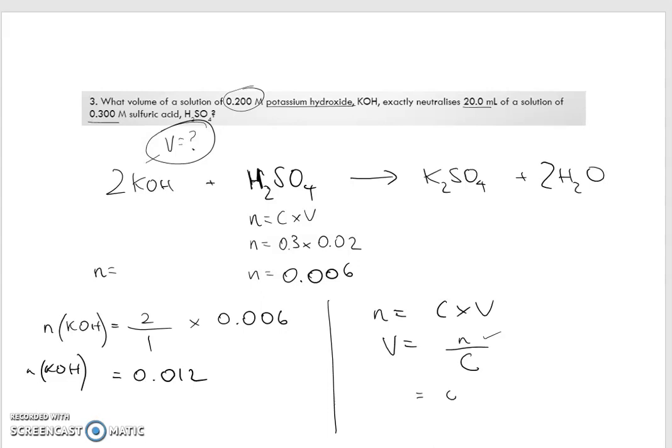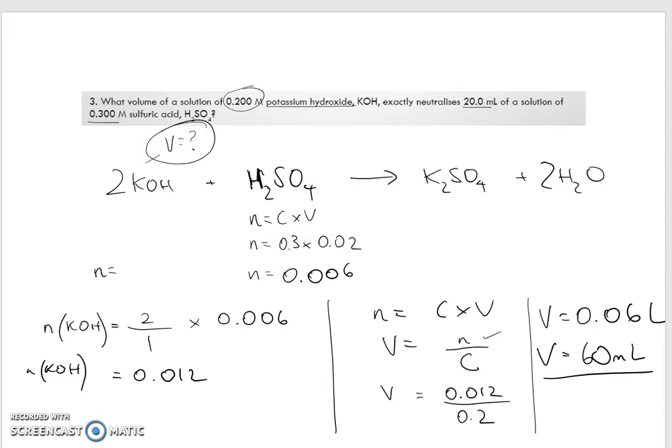So let's use our numbers here. The concentration is 0.2. So the volume is going to be 0.012 divided by 0.2, which is 0.06 litres, or 60 mils. And that's the answer to that question.